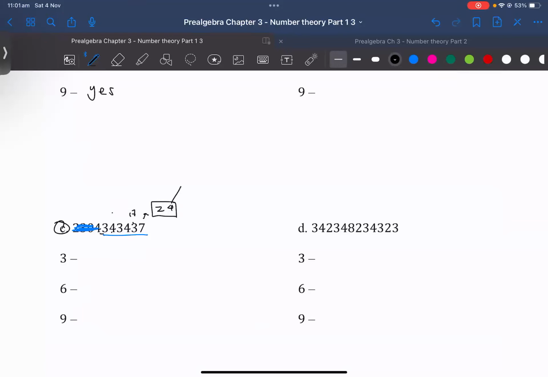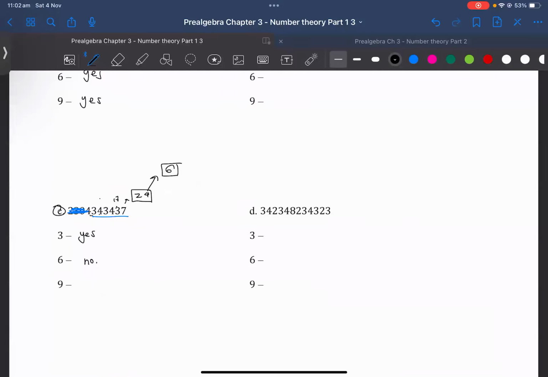If I want to do the digit sum of the digit sum, it's 6. So this is divisible by 3, but it's not divisible by 9. So yes, it is divisible by 3. For 6, it's no because it's odd. And for 9, it's not divisible by 9, so the whole thing is not divisible by 9 as well.